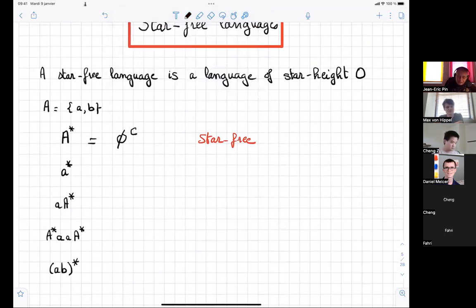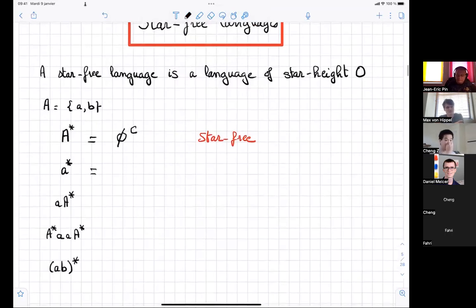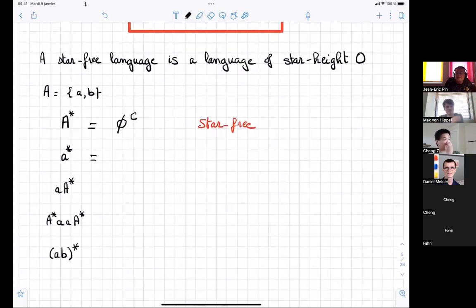Okay. Next one. What about this one? Again, it looks like there is a star. Does anyone have an idea in the audience? I think you need the star for that one, because you would have to subtract B star in order to get A star, and either way you're writing a star. Well, what is the complement of this language? It's everything that contains at least one B, right?